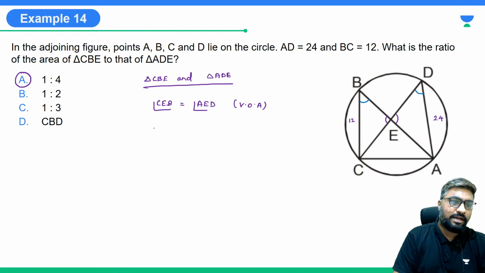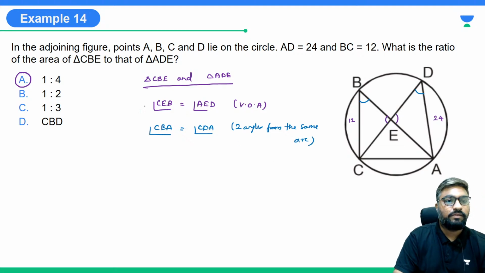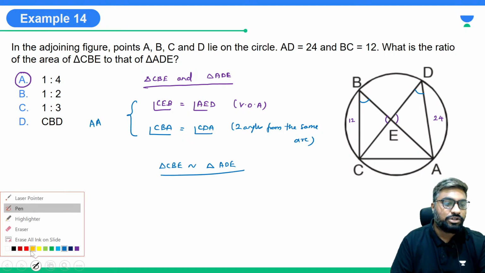Angle CBA अगर देखोगे, CBA is from the same arc AC as angle CDA. Yes, two angles from the same chord or same arc. Yes, तो double A triple A भी कर सकते हो. Double A similarity से you found out that these two triangles are similar. Once you find out that they are similar, you can directly find out the ratio of their areas.